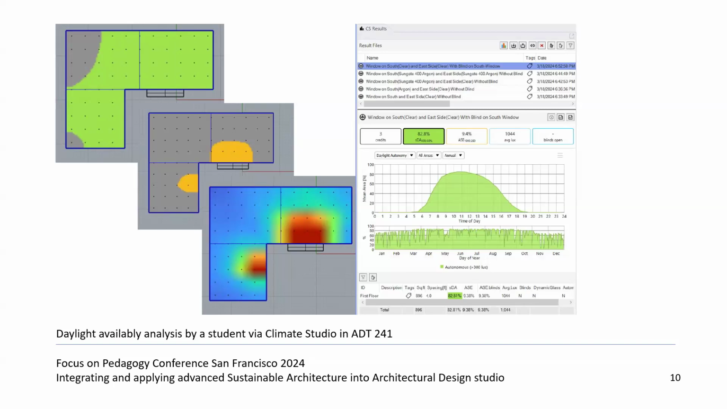Here, the students ran the daylight availability, and you can see that, for instance, here the sDA is 82% and the ASE is 94%. I asked the students that the sDA at least should be 75% and the ASE should be less than 12%. So the students try to add some strategy to reach those numbers, like using light shelves or changing the glazing material or using vertical frames or horizontal frames outside next to the windows to decrease the ASE.